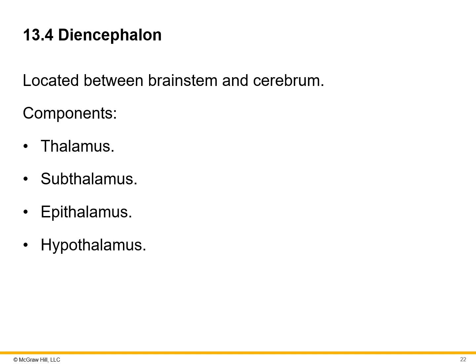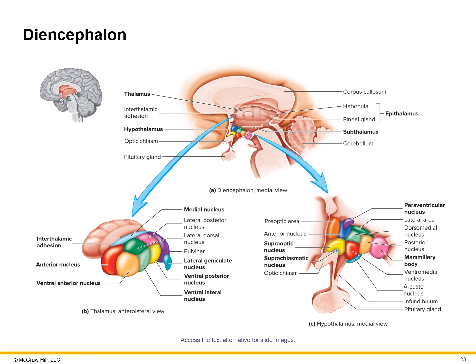Now moving into our diencephalon as we work our way up. So this is between the brainstem and the cerebrum. Again, we already mentioned thalamus, subthalamus, epithalamus, and hypothalamus. So here's our diencephalon that we can see here. In our first picture, we can only see the thalamus and the hypothalamus. But again, we have the epithalamus made up of the habenulae and the pineal gland, and then we also have the subthalamus that all come together to make up this diencephalon.